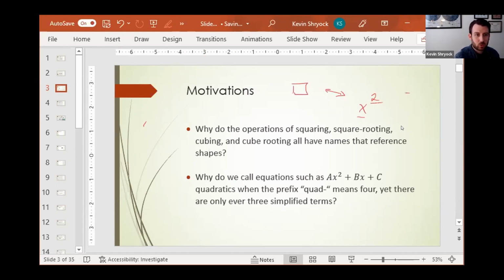What about cubing and cube rooting? Square rooting. What does this have to do with a square? And what does it have to do with a cube if I put a 3? What's happening here? There's a hidden story. What about this second bullet point? We call equations of this form quadratics. But as far as I know, quad means 4. And I don't see 4 things here. I see 1 thing, 2 things, 3 things. I see 3 things, but it's called a quadratic. Why is that the case? That seems weird. So we're going to talk about that. There's stories behind the symbols.